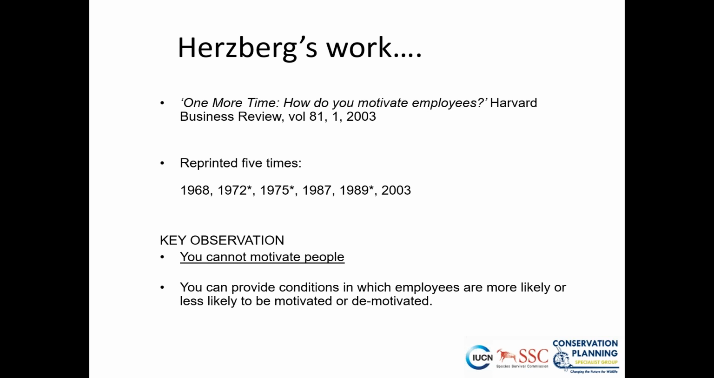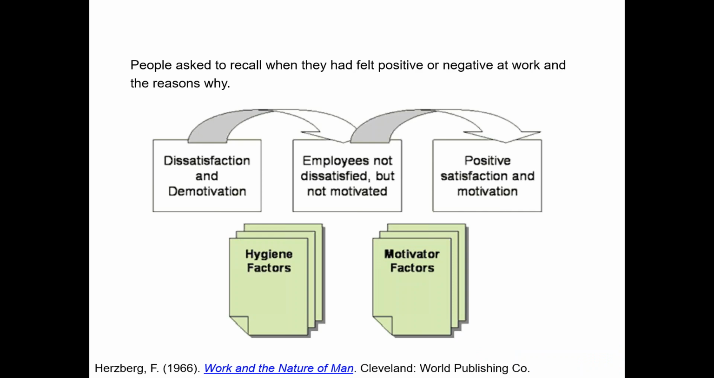And the second piece of work I wanted to just refer to is work by Herzberg, who wrote this paper, One More Time, How Do You Motivate Employees, back in 1968. And it's been reprinted 5 times, at least. And the suggestion here is that even though this work was conducted many years ago, it's still relevant now. And the second point I think it makes is that we're not listening, because the paper keeps needing to be reprinted. And the key point of Herzberg's work was that you cannot motivate people. All you can do is create the conditions in which people are able to perform at their best. So this ties very much into a systems thinking approach to leadership.